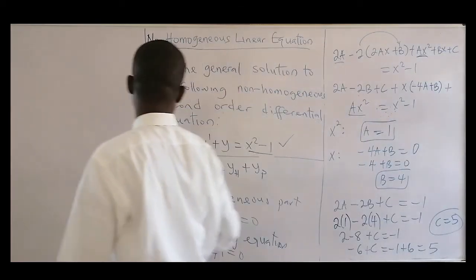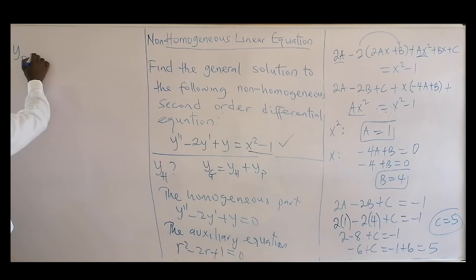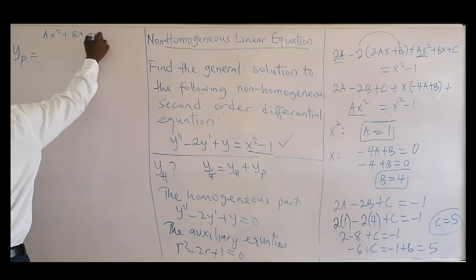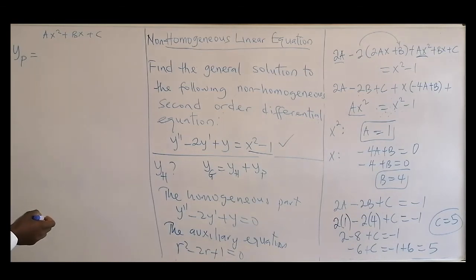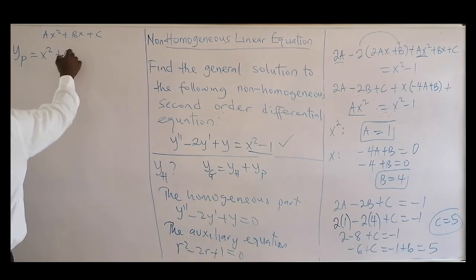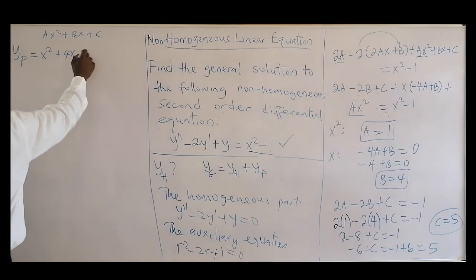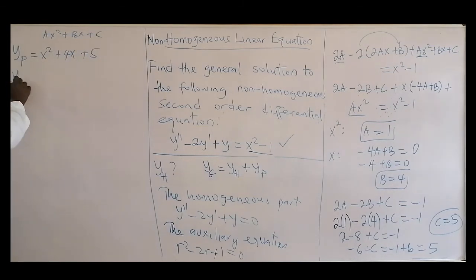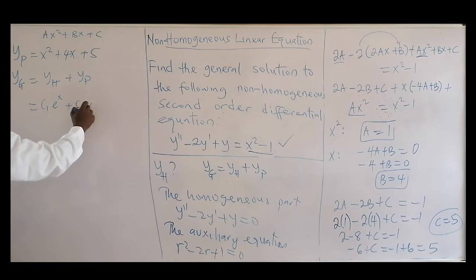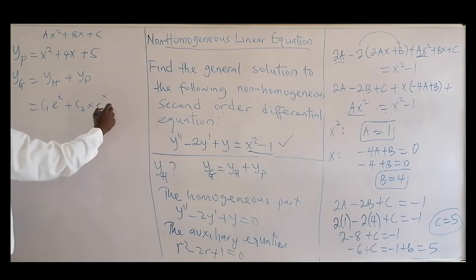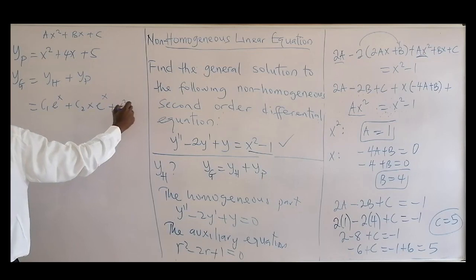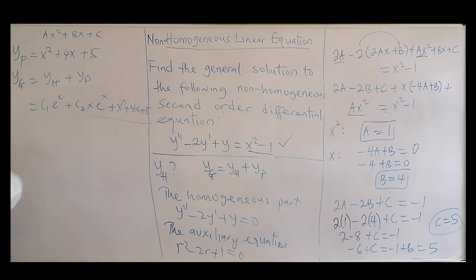Okay? So the particular solution, which is quadratic, ax squared plus bx plus c. Substitute, your a is what? Your a is 1. Then your b is what? Your b is 4. And your c is what? Plus 5. That's the particular solution. The general solution will be equal to what? The homogeneous part plus the particular solution. The homogeneous part is c1 e^x plus c2 x e^x, then plus x squared plus 4x plus 5. That's that on this question.